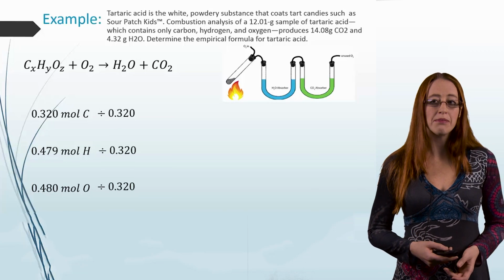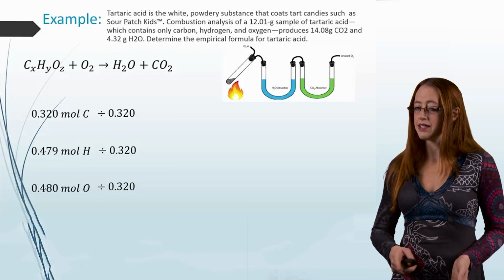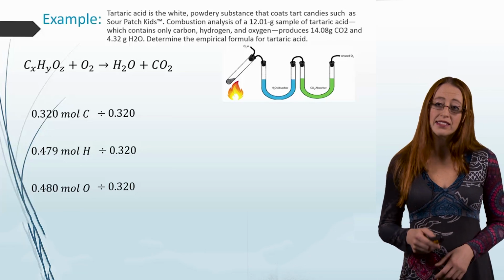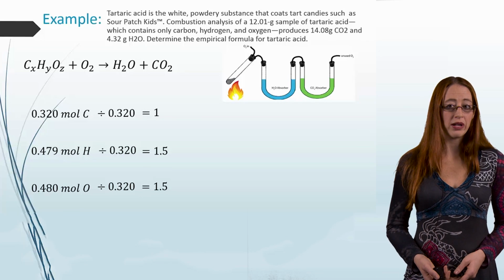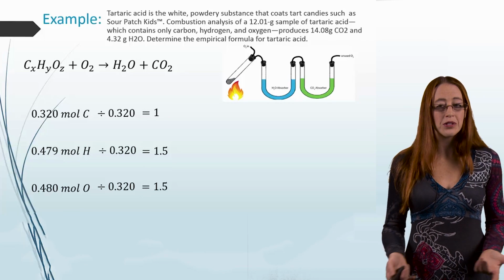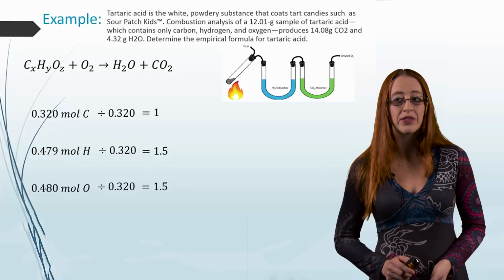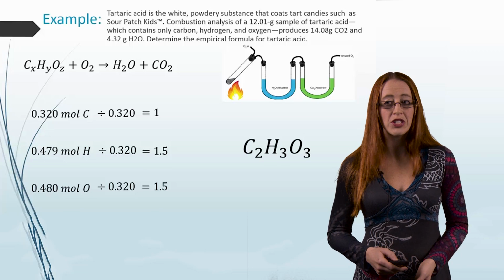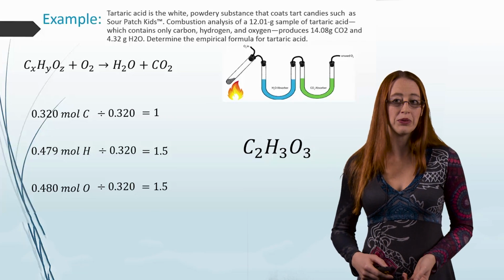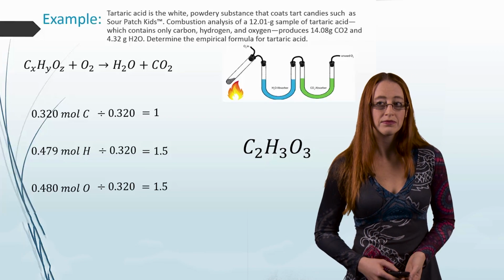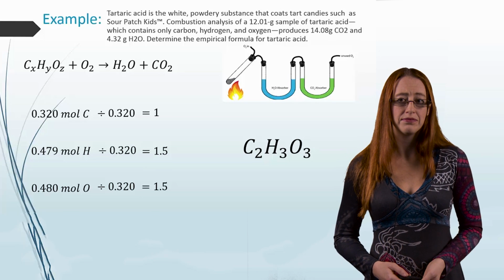So we divide by our smallest number. That will get us close to a whole number ratio. It doesn't always get us perfect. And in this case, it actually doesn't get us a whole number ratio. It gets us 1 to 1.5 to 1.5, which isn't a whole number, but it's close enough where we can see the whole number ratio now. So if we multiply all of those by 2, we get a nice whole number ratio, C2H3O3. And so this gives us our empirical formula.